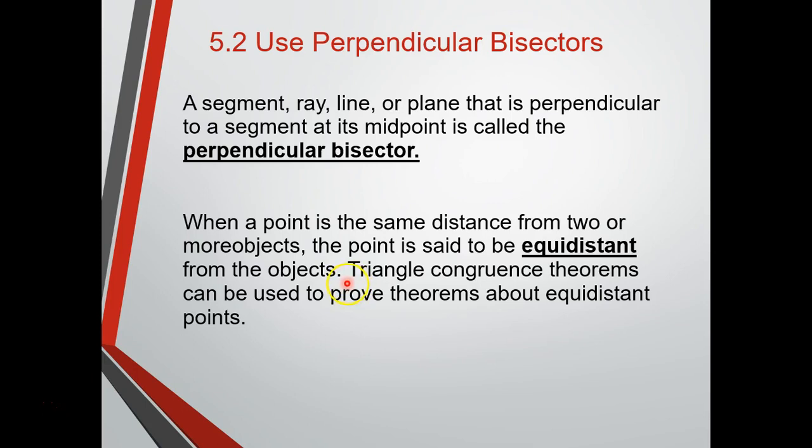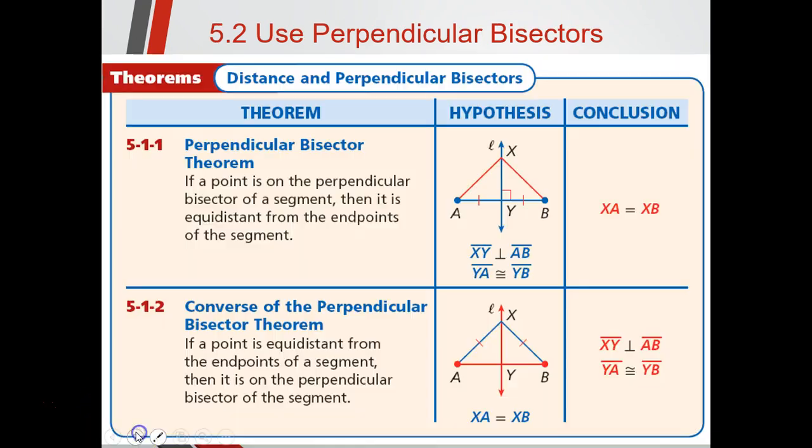Triangle congruence theorems can be used to prove theorems about equidistant points. So whenever we get into another chapter where we're proving triangles congruent or triangles similar, equidistant is a good definition to have, and also same goes with bisector or perpendicular bisector. So let's move on to our next slide.